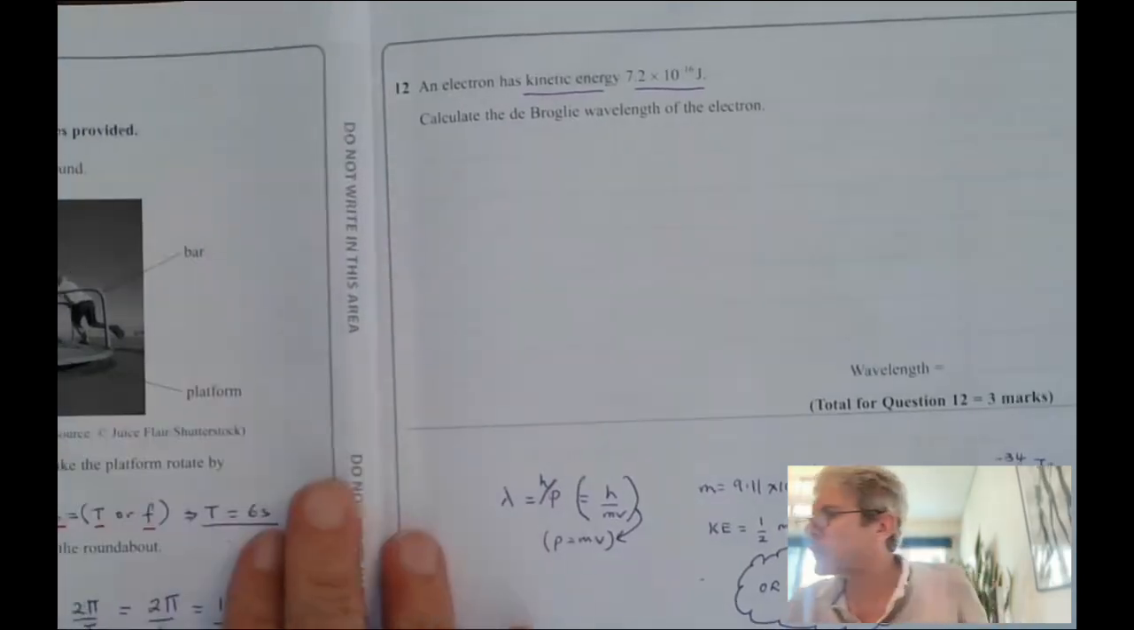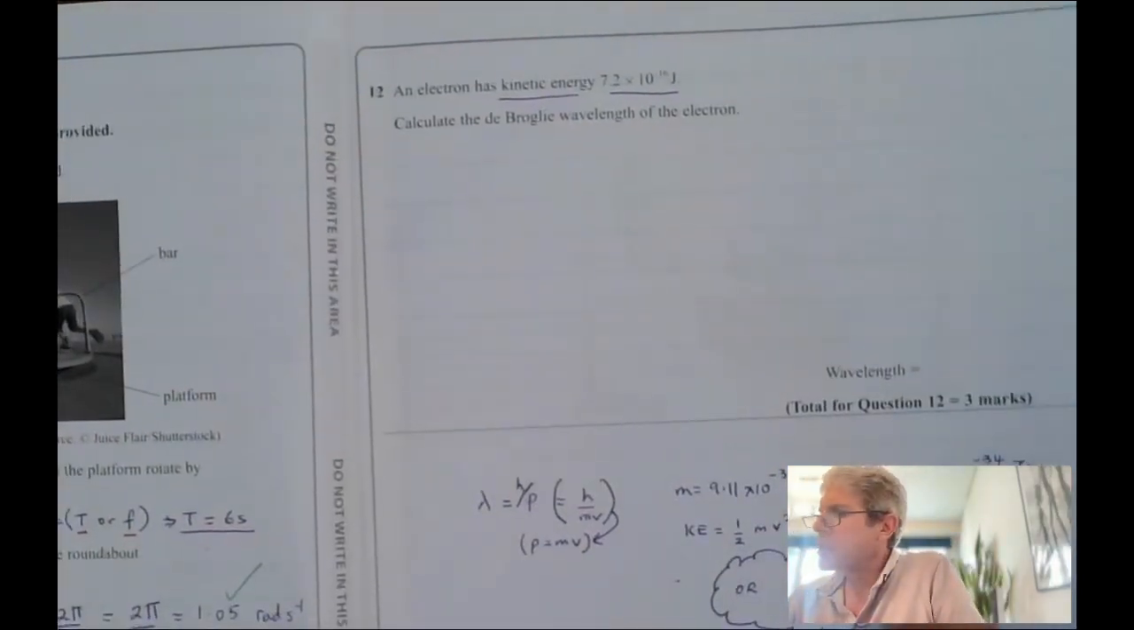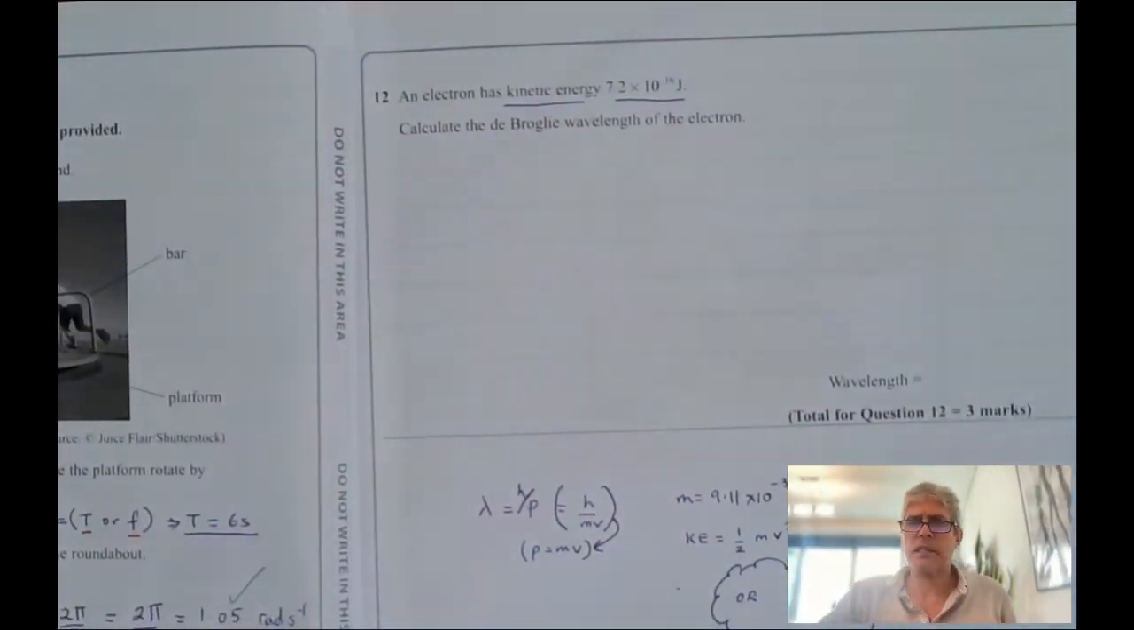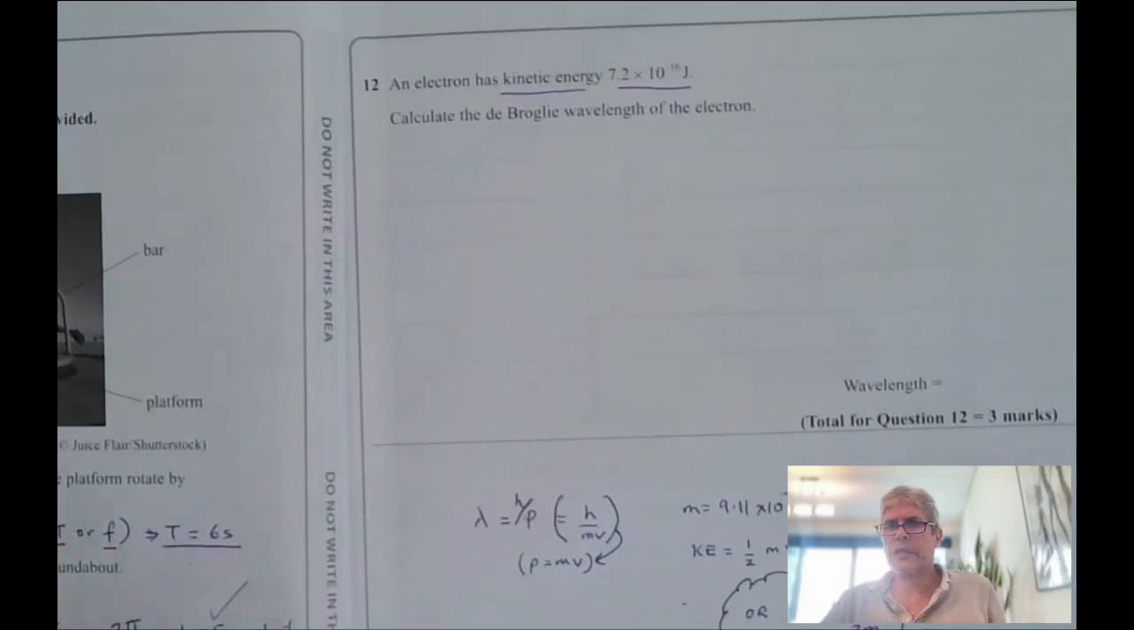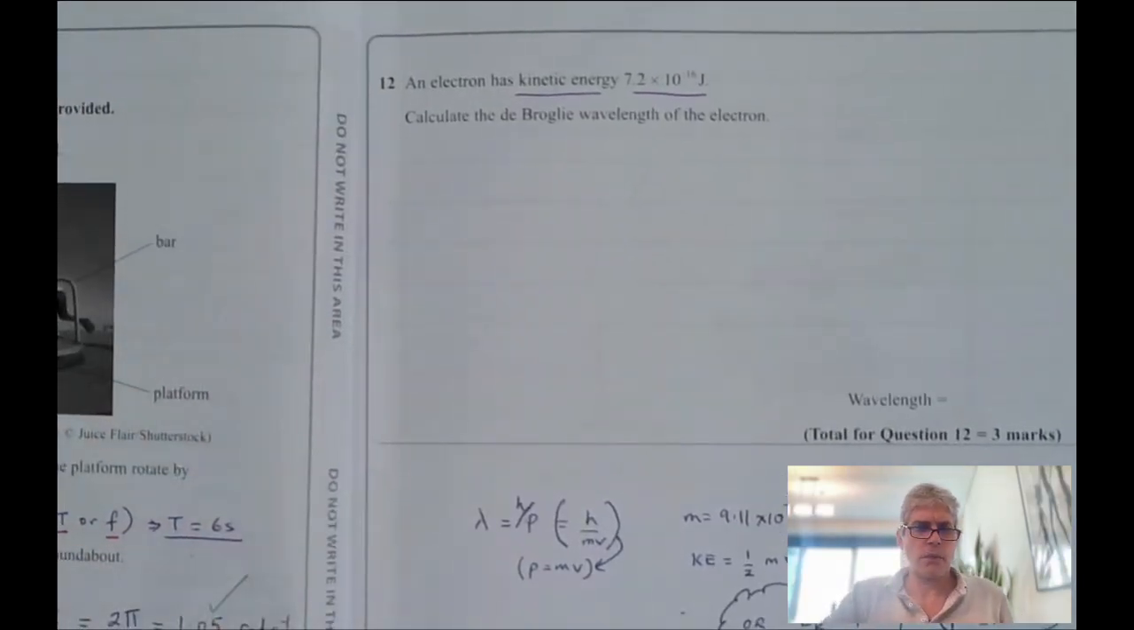10 to the minus 16, I think it says. Yes, as you can see from my appearance, I wear glasses. So, yes, it gets a little bit fuzzy, but let's see if we can get it to focus a bit better. Anyway, it is 7.2 times 10 to the minus 6.